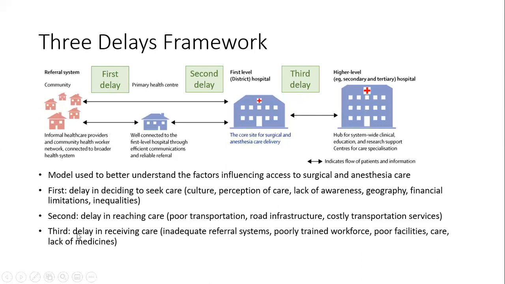Second, delay in reaching care. This is when you actually decide that you need to go to the hospital, but it will take time. So there will be delay in poor transportation, road infrastructure, costly transportation services. Then the third delay is in receiving care. Inadequate referral systems, poorly trained workforce, poor facilities, care, lack of medicines.